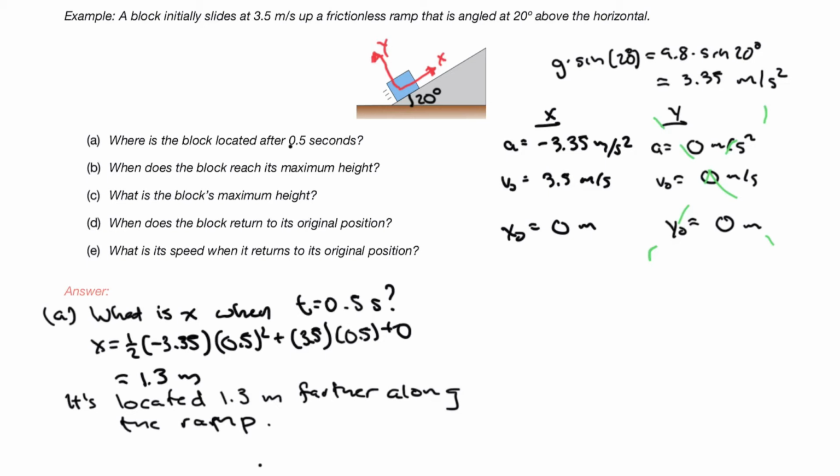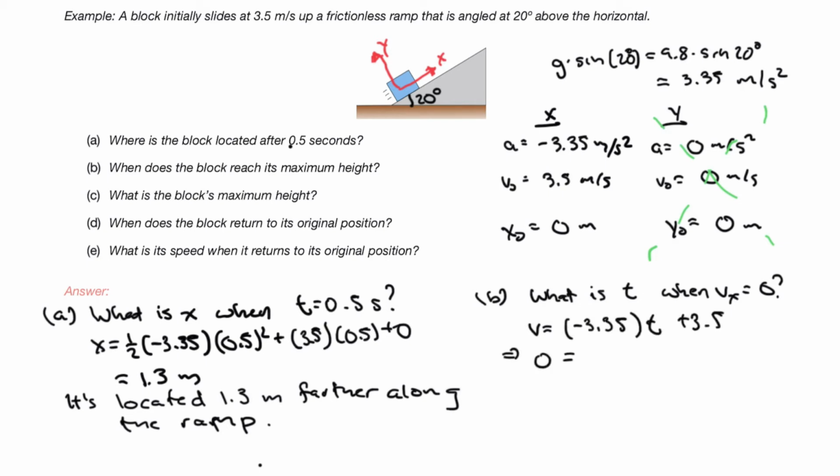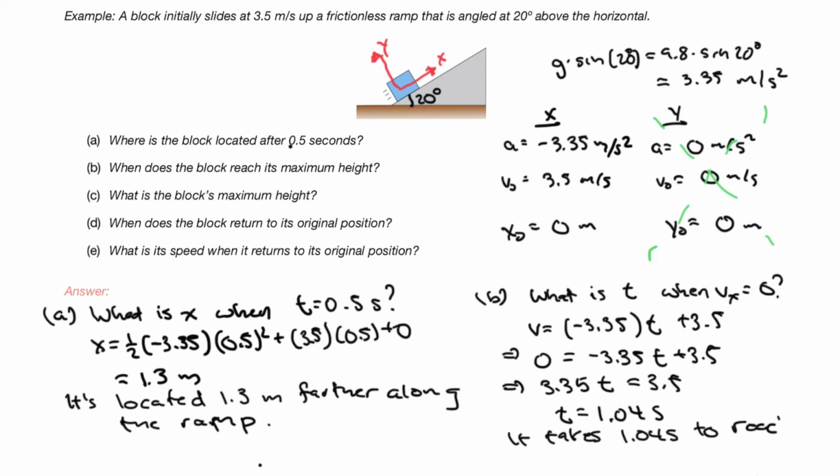is sufficient for now. In part B, the question is asking, when does the block reach its maximum height? And this is very similar to those projectile motion as well as those free fall problems we've been studying. In this case, what we're asking is, what is t when v sub x is equal to 0? So we write down our second kinematic equation, plug in our values, and what we find is that t is equal to 1.04 seconds. And so it takes 1.04 seconds for it to reach its maximum height.